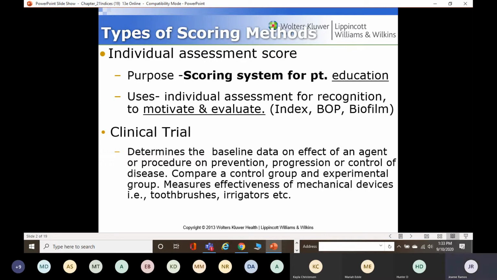So they have clinical trials, which determine a baseline of data on some procedure or some progression or control of some disease. It could be caries, etc. So you compare a control group and an experimental group, and it would measure the effectiveness of, like, toothbrushes or irrigators or biofilm or caries, whatever.